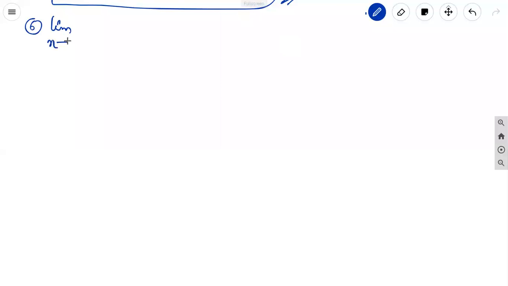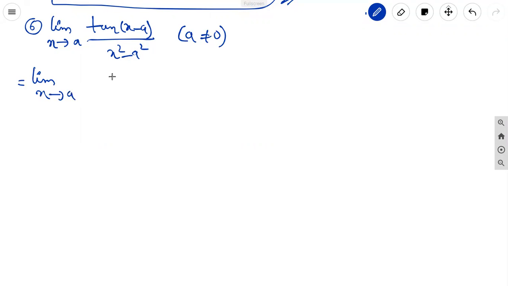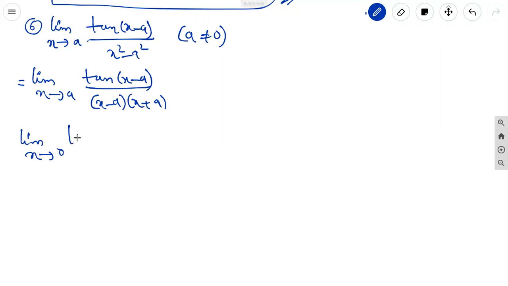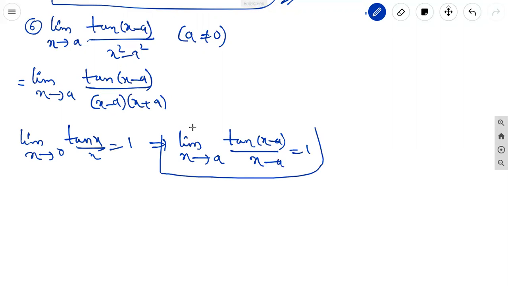Sixth problem, limit x tends to a, tan of x minus a by x square minus a square, where a is not equal to 0. It is also limit x tends to a of tan of x minus a. In the denominator, it can be written as two factors, that is x minus a into x plus a. And we know the form of limit x tends to 0, tan x by x equal to 1. When we substitute 0, then tan 0 is 0. In a similar way, limit x tends to a of tan of x minus a by x minus a is also equal to 1. So here we can write it as the limit for two factors.